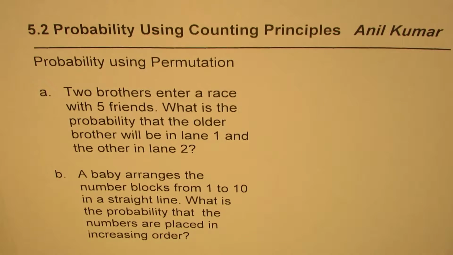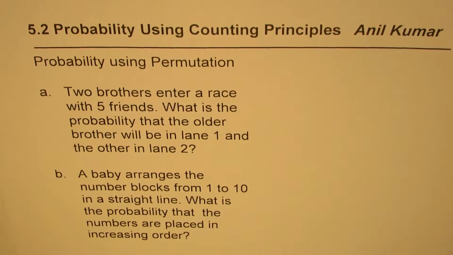Question number 1: two brothers enter a race with 5 friends. What is the probability that the older brother will be in lane 1 and the other in lane 2? Second question: a baby arranges the number blocks from 1 to 10 in a straight line. What is the probability that the numbers are placed in increasing order?